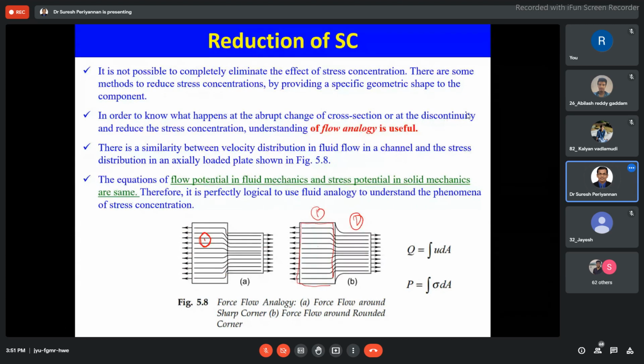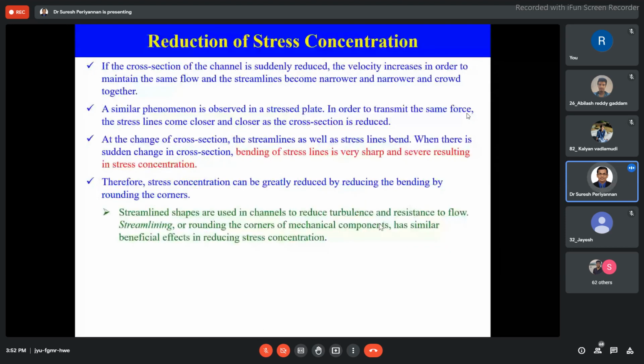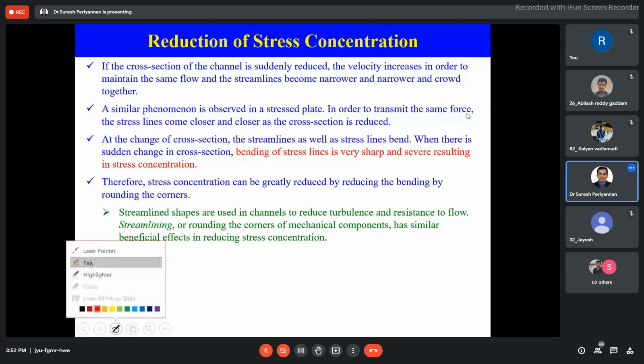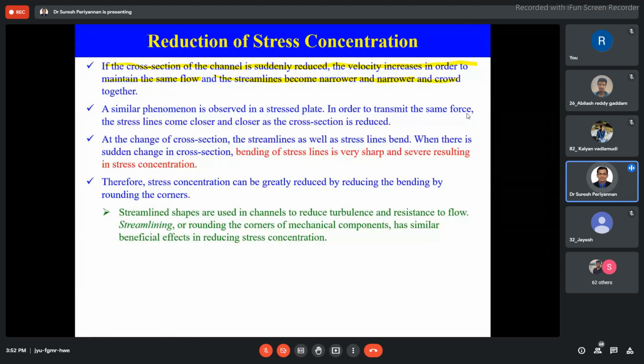That's what we are using this analogy for: understanding our solid behavior. Fluid flow analogy we are using for understanding our solid behavior. Now I have written clearly point by point, you can easily understand. The cross section of the channel is suddenly reduced. The velocity increases in order to maintain the same flow, and the streamlines become narrower and narrower and crowded together. Then a failure happens. This is with respect to the fluid flow analogy.